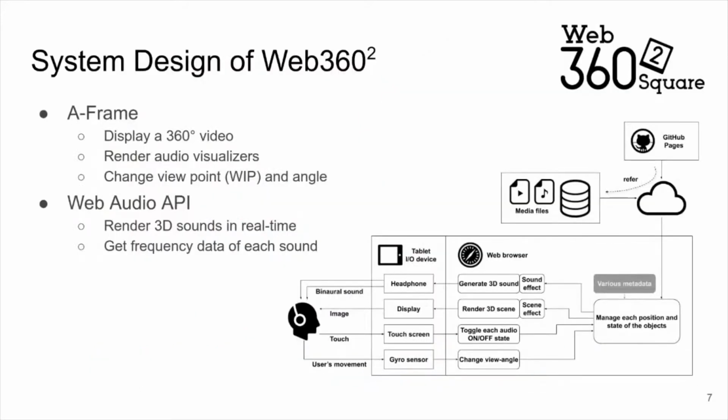This figure shows the overview of the system design. The process is in A-Frame mainly to project 360-degree video on a virtual space and to map the audio visualizer onto it. A-Frame also changes the viewing angle. The WebAudio API renders 3D sounds in real time and gets frequency data of each sound source.